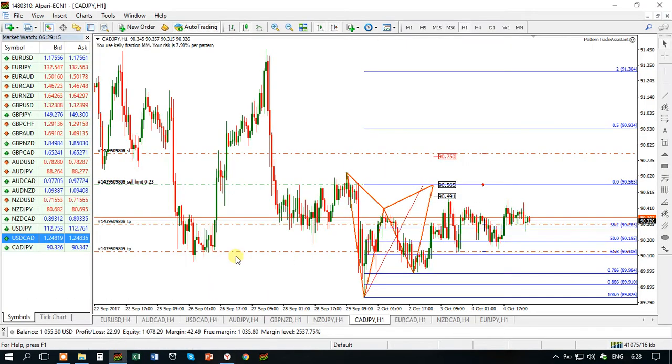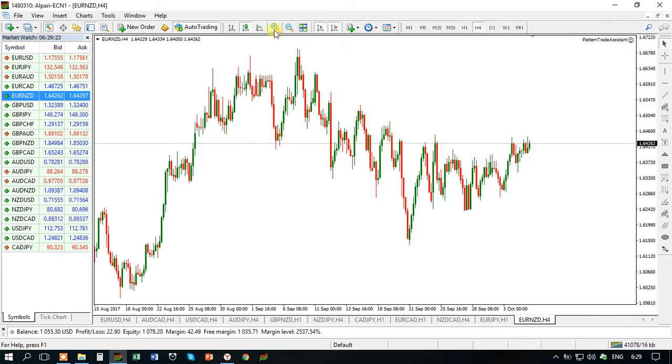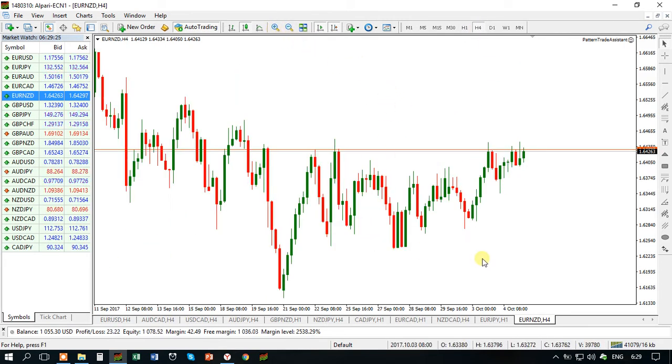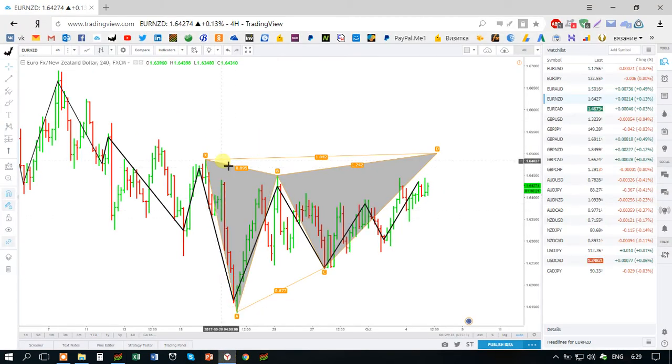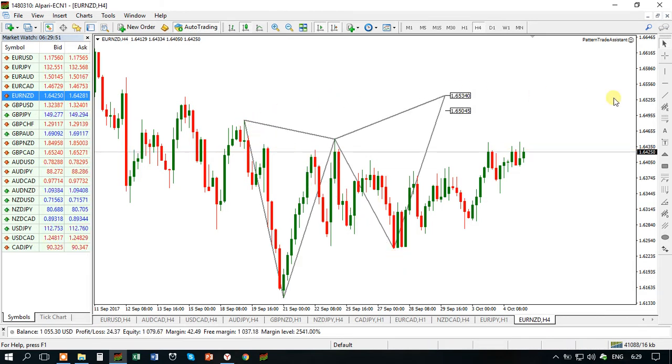Okay, the Euro New Zealand trade. Open the chart window, 4 hour. Go in here. The butterfly pattern is connecting this low for the C point and this high for X point. No, not this high. One more to the left. The swing tells me that it should be one more to the left. You see, when you draw incorrect swings, you don't have any patterns.